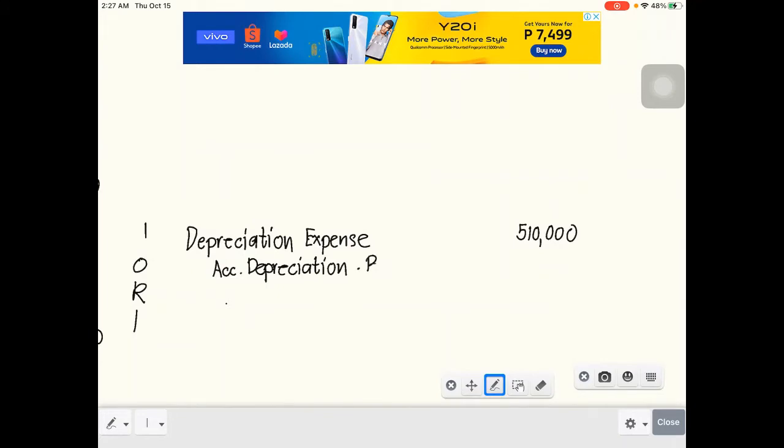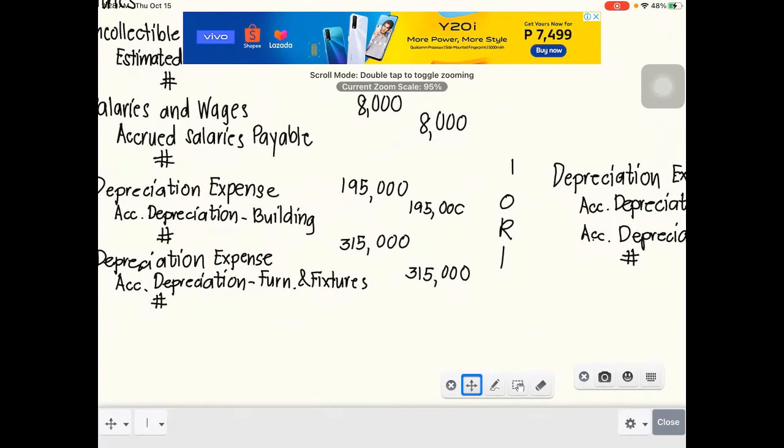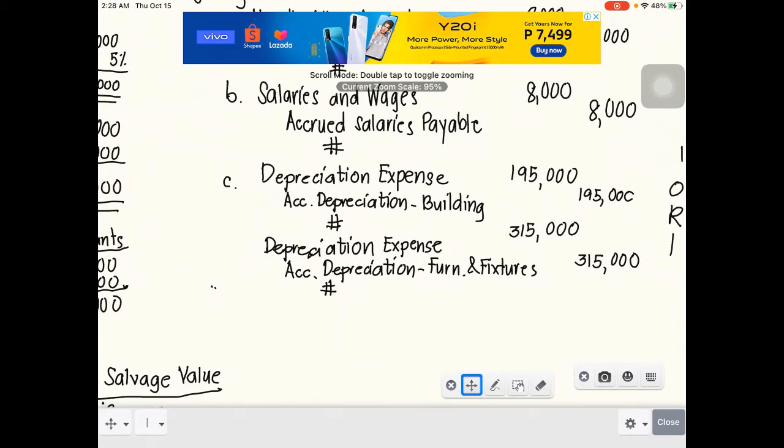The first one is building, 195,000, while the second one is furniture and fixtures. Am I correct? Is it furniture and fixtures? Yes, it's furniture and fixtures. That was 315,000. So you could present it this way if you're already an expert, or it would be better for Accounting 1 to present it separately.